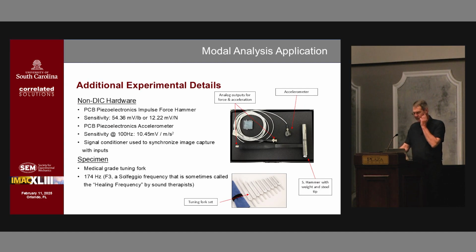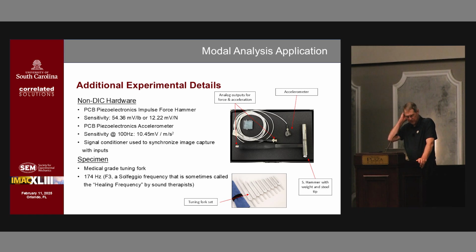What is the non-DIC software or hardware we used? We did use an impulse hammer from PCB Piezoelectronics. Its sensitivity is shown here. We also use an accelerometer attached near the root of the tuning fork, and it's shown there with the sensitivity. We use a signal conditioner to synchronize all this. We want to synchronize the image capture with the tuning fork information, the forces from that, as well as the accelerometer. So that was done.